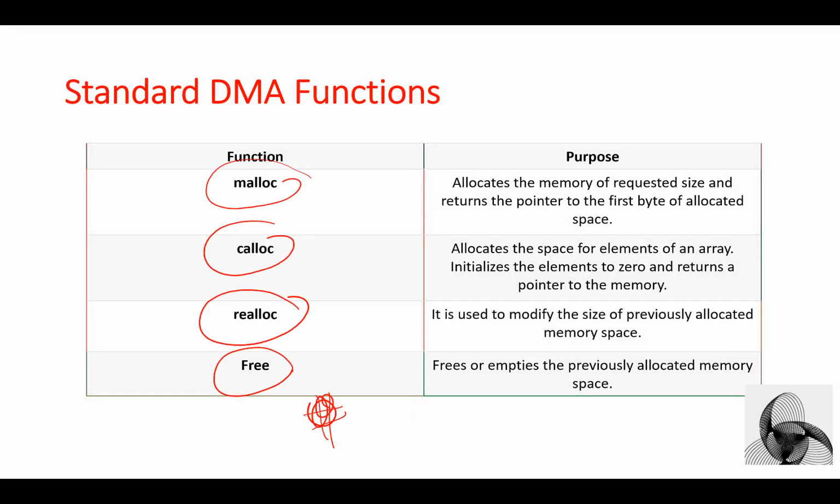To allocate memory dynamically, the library functions malloc, calloc, realloc, and free are used, and these functions are defined in the header file #include <stdlib.h>.